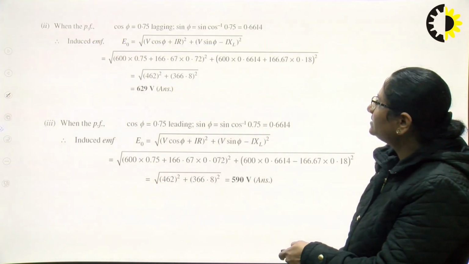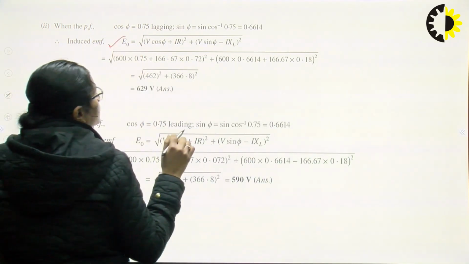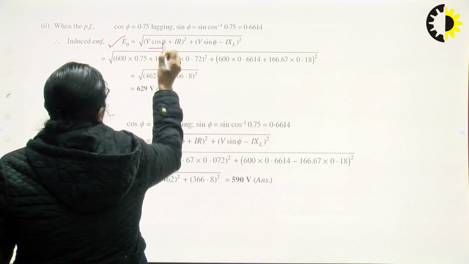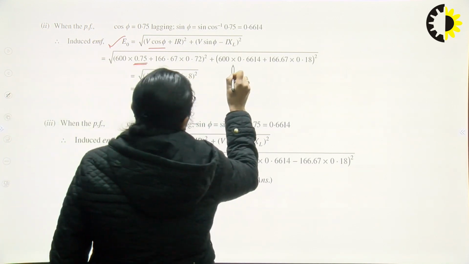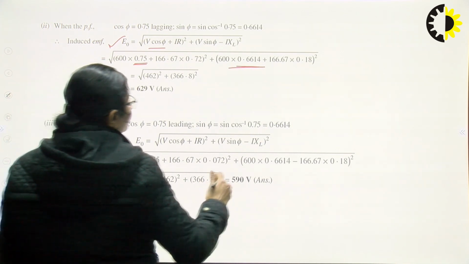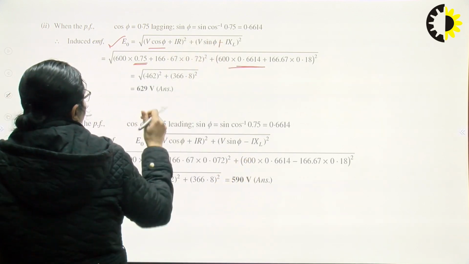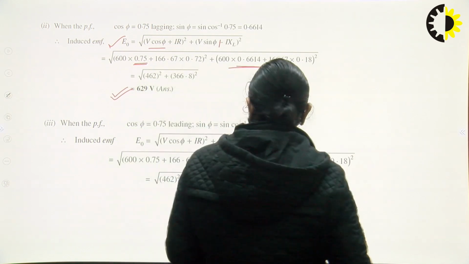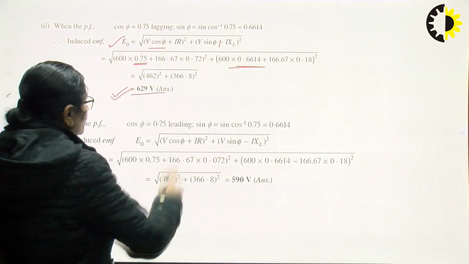In the second part of the question, the induced EMF is given as under root (V cos phi + I R) square + (V sin phi + I XL) square. Just substitute all the values. Cos phi is given to us as 0.75. Sin phi can very well be calculated and it comes out to be 0.6614. Substituting the values and solving this, you will find that the induced EMF comes out to be 629 volt. Keep this value again in mind. Compare it with the previous one. 612 was the value obtained here. 629 is the value obtained over here.